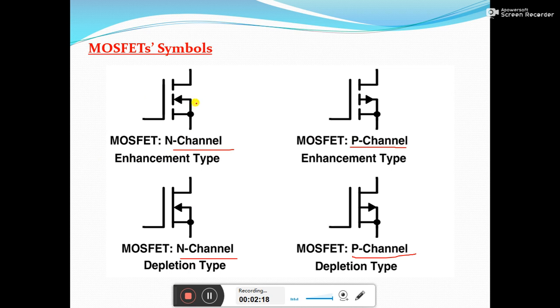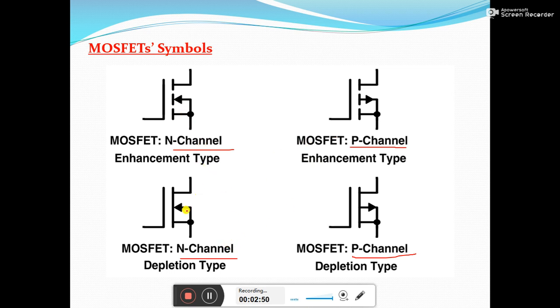Here the current direction is almost the same. Actually in case of MOSFETs, there will be four terminals: gate, drain, source, and one more terminal, the substrate. Internally the substrate will always be connected with the source only. That's why only three terminals are brought out. And here you can see the difference in the enhancement and depletion type of MOSFETs.